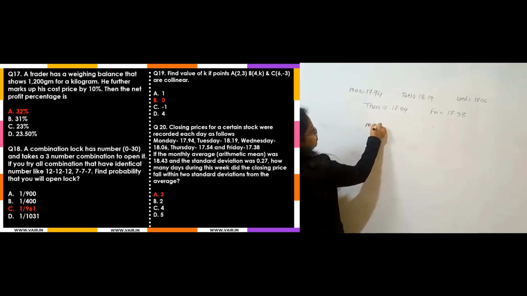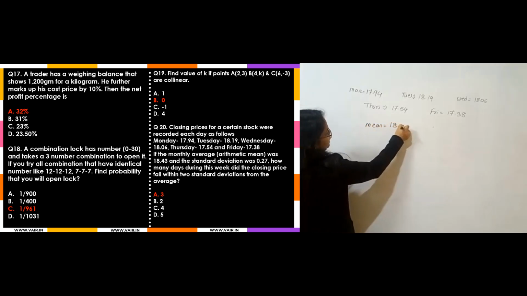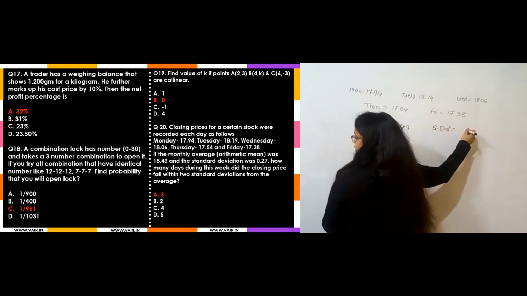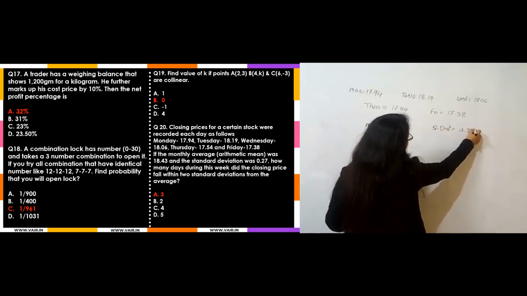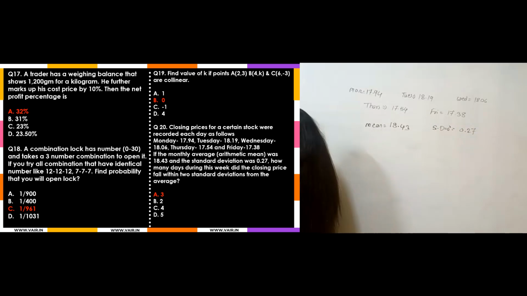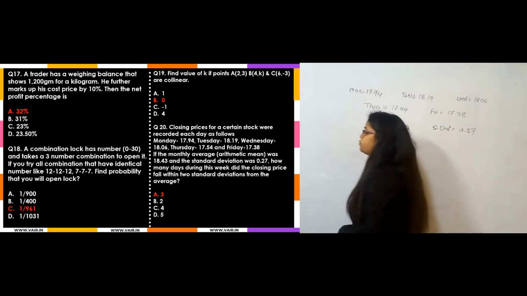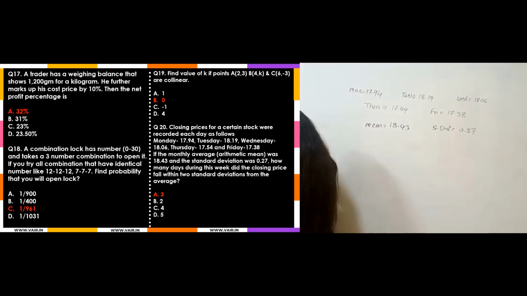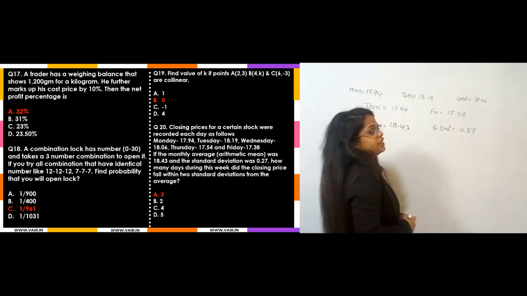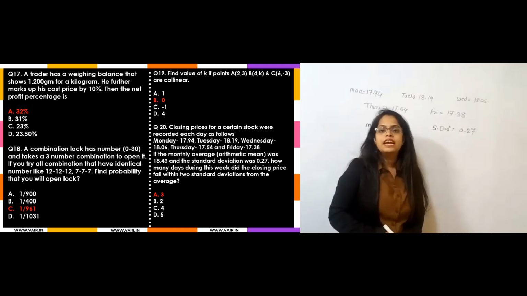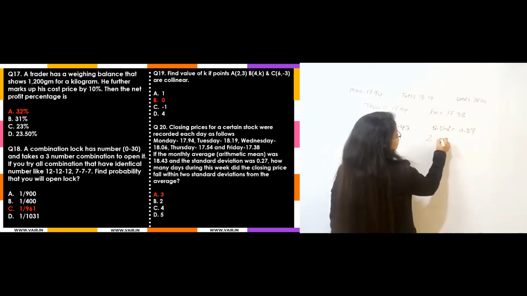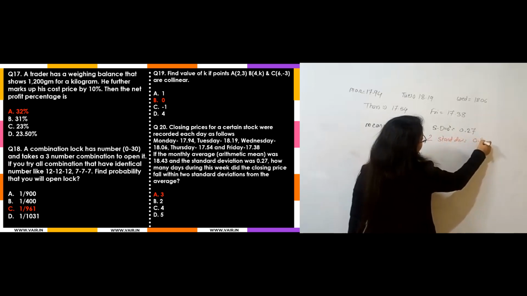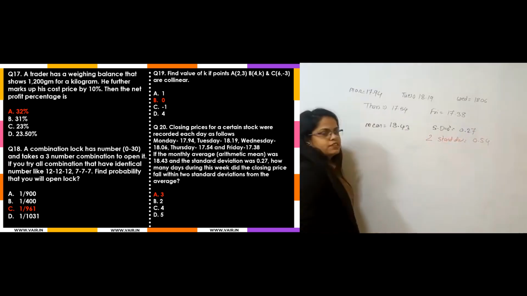0.27. So mean is equal to 18.43, and SD is equal to 0.27. Then they are asking how many days during this week did the closing price fall within 2 standard deviations of the average? So 2 standard deviations will be equal to 0.54, because it is twice of this.